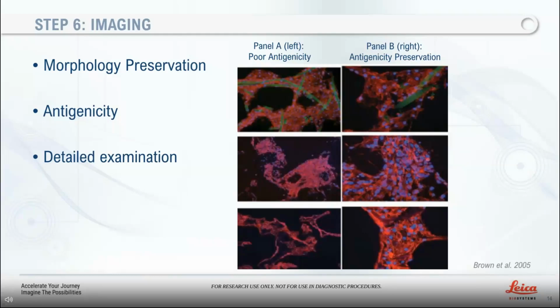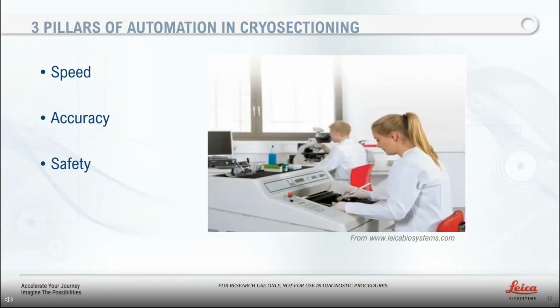One way to help the preservation of tissue for imaging is using automated cryosectioning. Here I propose 3 pillars for practicing automated cryosectioning. Those 3 pillars are speed, accuracy, and safety.